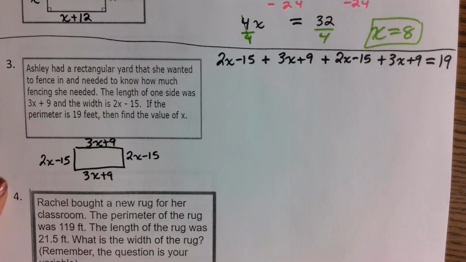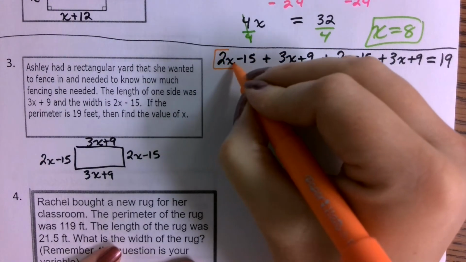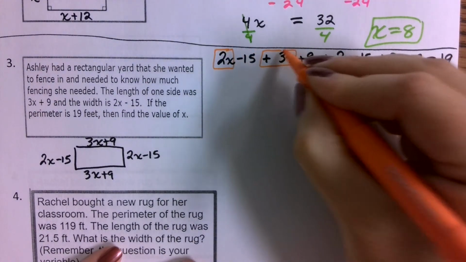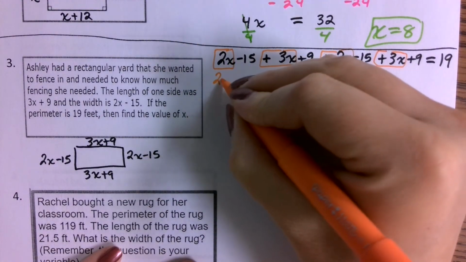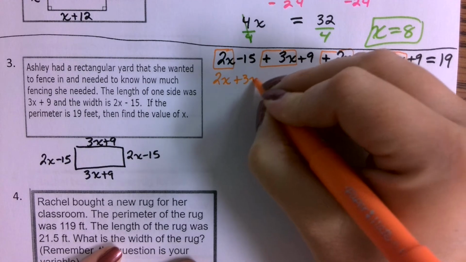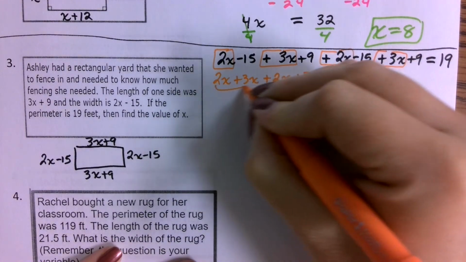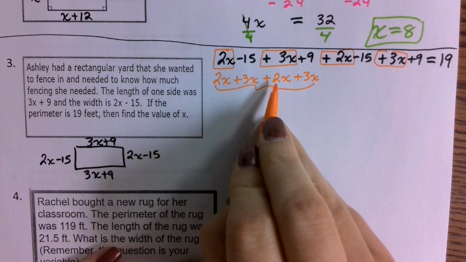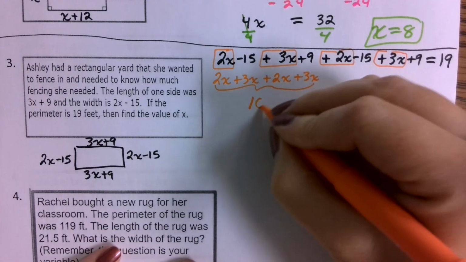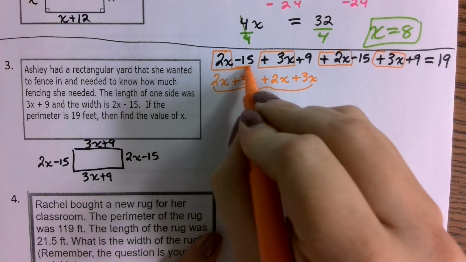Okay? So now we start combining those like terms. So this is different. It's not a whole bunch of x plus x plus x plus x. This has got a 2x plus a 3x plus a 2x plus a 3x. So what is 2x plus 3x plus 2x plus 3x going to give us? 10x. Good. Because 2 plus 3 is 5. 5 plus 2 is 7. 7 plus 3 is 10. So we get 10x.